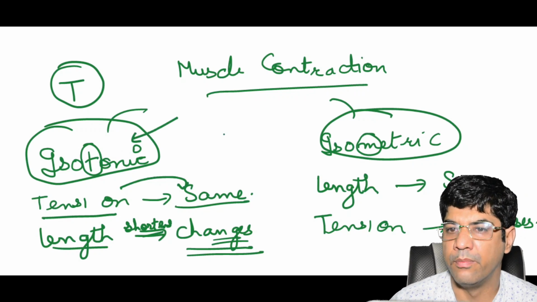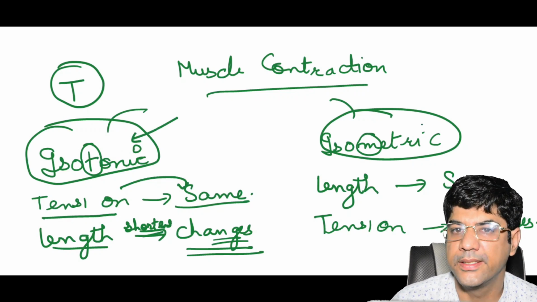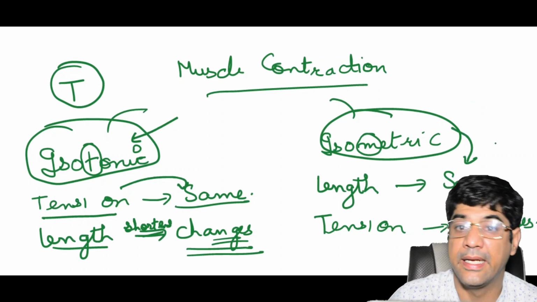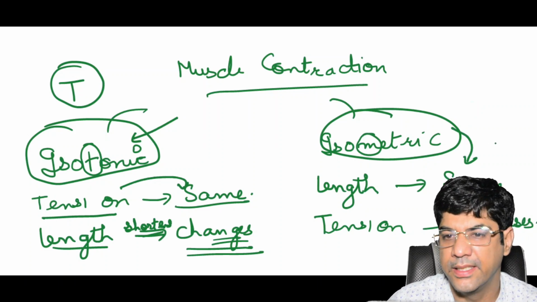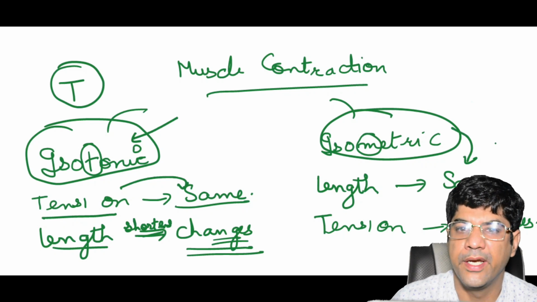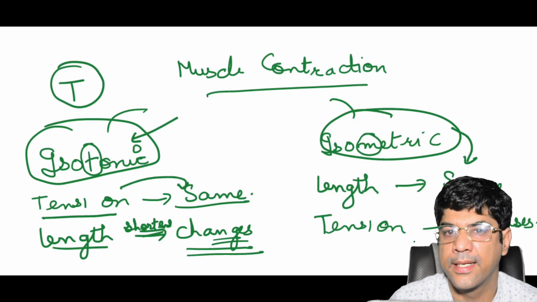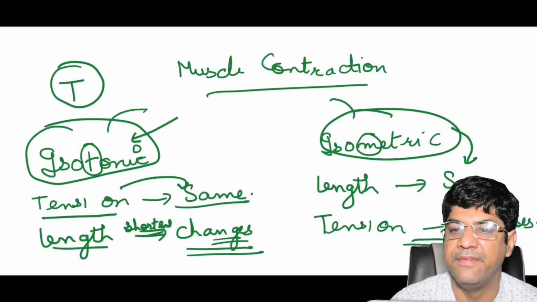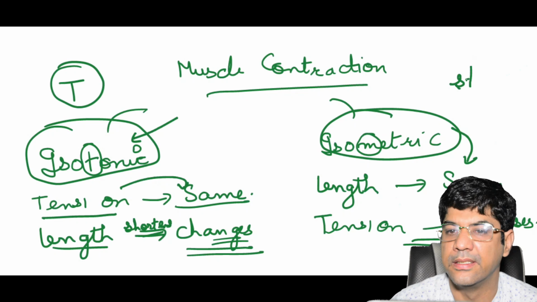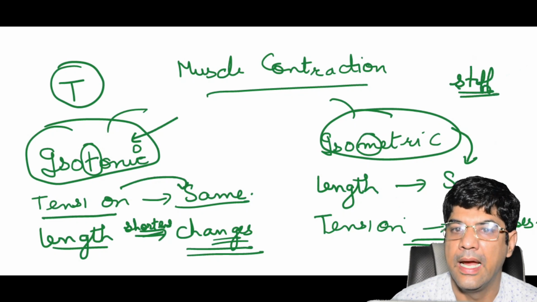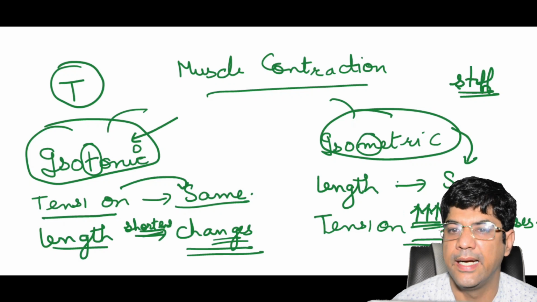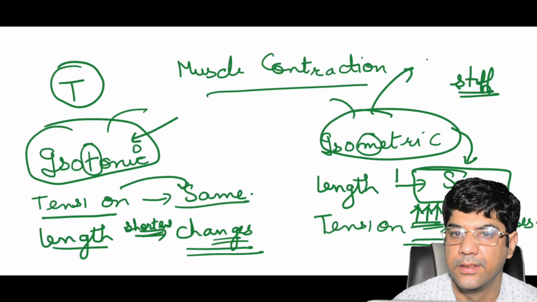The other is the isometric contraction. In isometric contraction, the length of the muscle remains the same, while the tension increases. So when you try to lift a heavy object, your muscles become stiff and strained with increased tension, but the length will not change. So that is an example of isometric contraction.